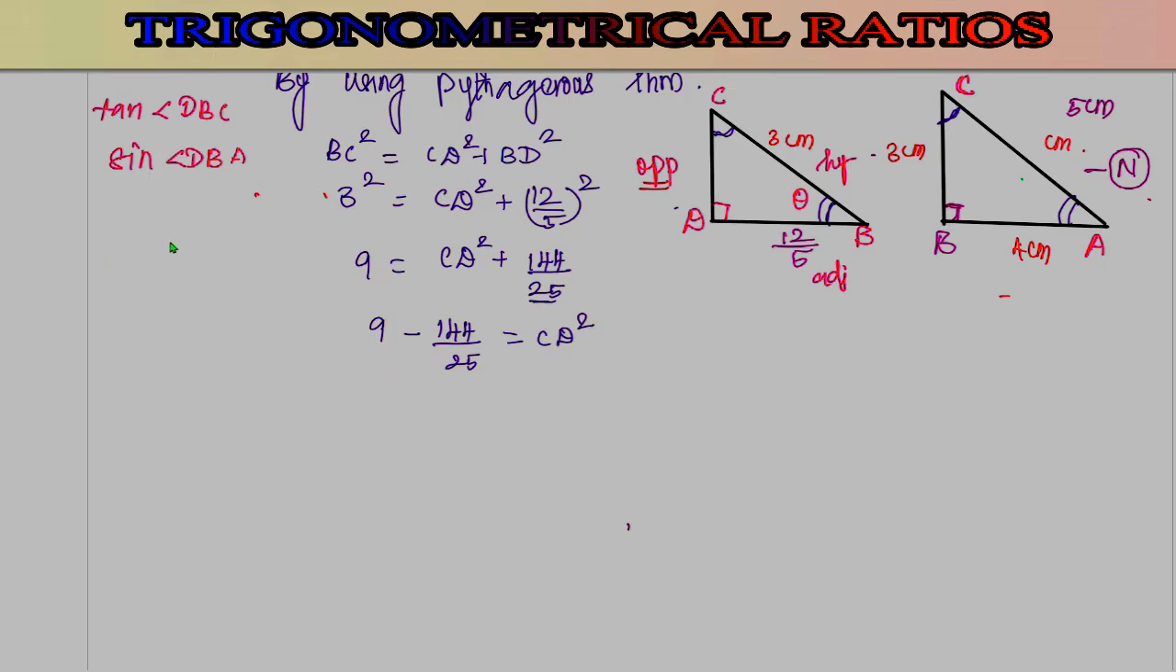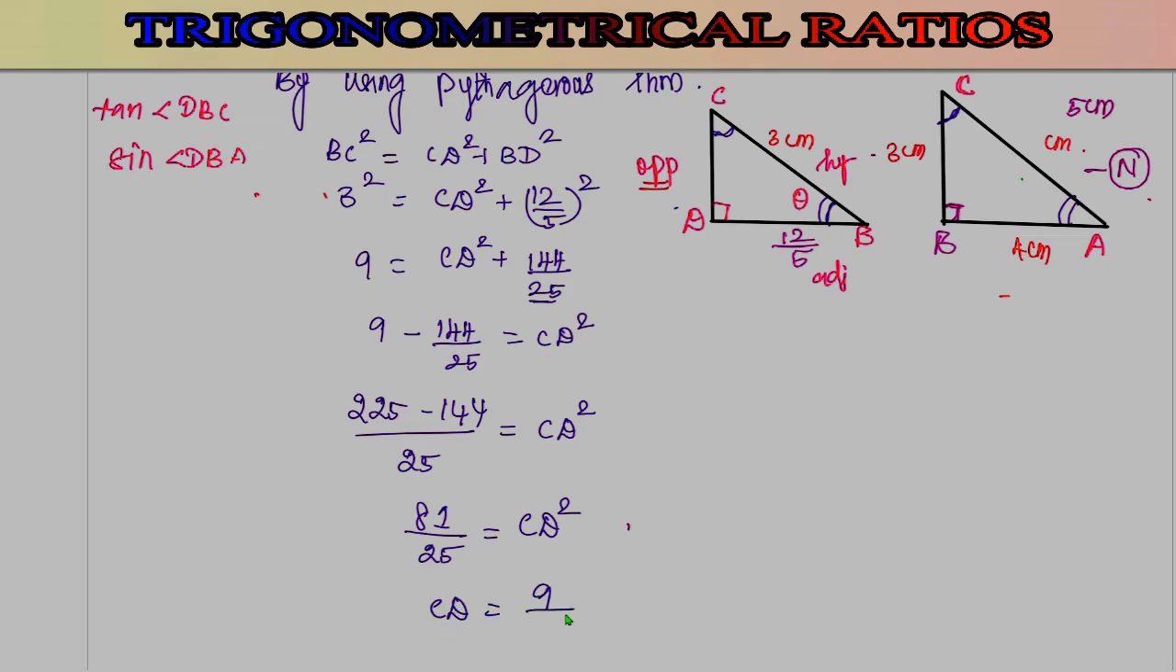Okay, 25 into 9 is 225, minus 144, divided by 25, is equal to CD square. From 225, if you subtract 144, you will get 81. You will get 81 divided by 25 is equal to CD square. So we got here CD is equal to 9 square divided by 5 square. So you will get CD is equal to 9 by 5. Okay. Now here I can find the first question.